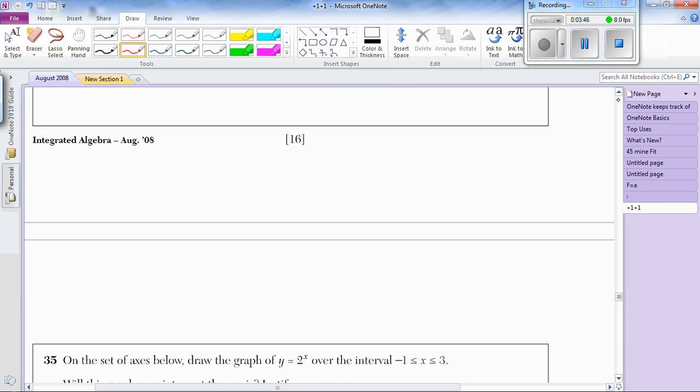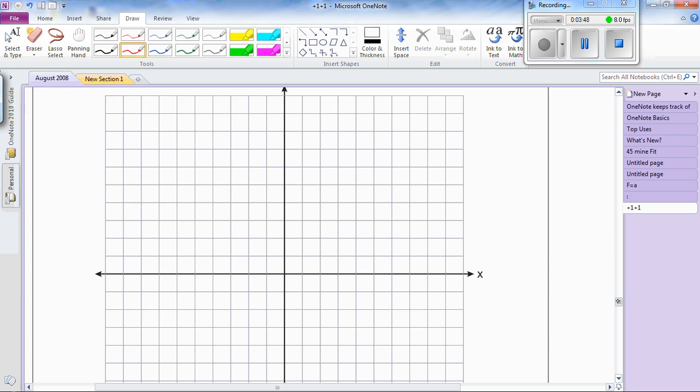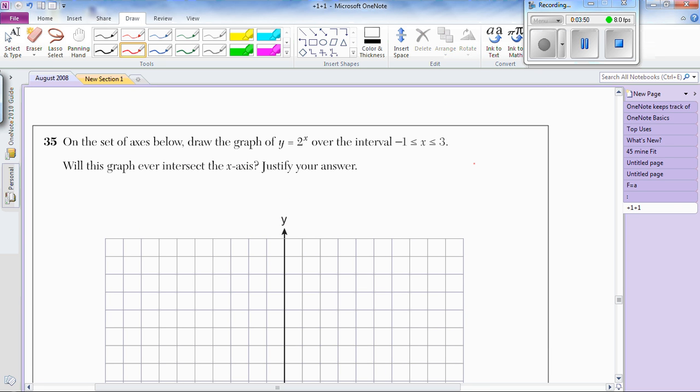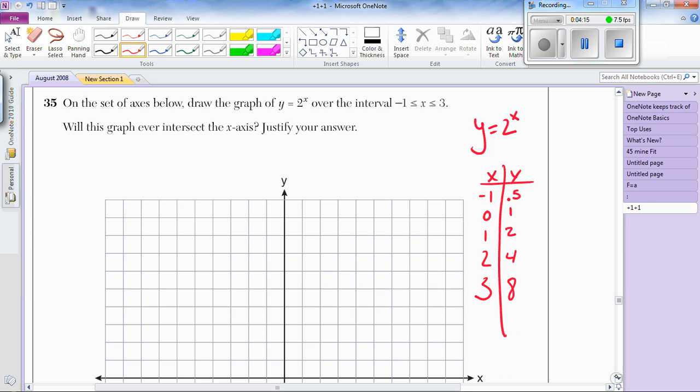Alright, all you really have to do in this particular question is type in y equals 2 raised to the x in your graphing calculator. You have to do it for x equals -1, 0, 1, 2, and 3. 2 to the -1 is 0.5. To the 0, that's 1. This is 2. This is 4. And that's 8. So I actually plot those points.